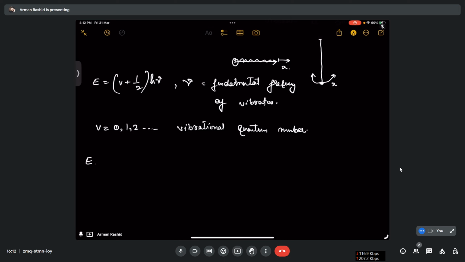Now we'll see the energy E for v equal to 0. How much will it be? 1 by 2 h nu. So even if a vibrator is at the 0 vibrational quantum state, it will always have some energy. This energy is called the zero point energy. It is the energy retained by molecules even at 0 Kelvin. Even in the vibrational ground state, a molecule will still have this zero point energy, and it comes because of the vibrations.